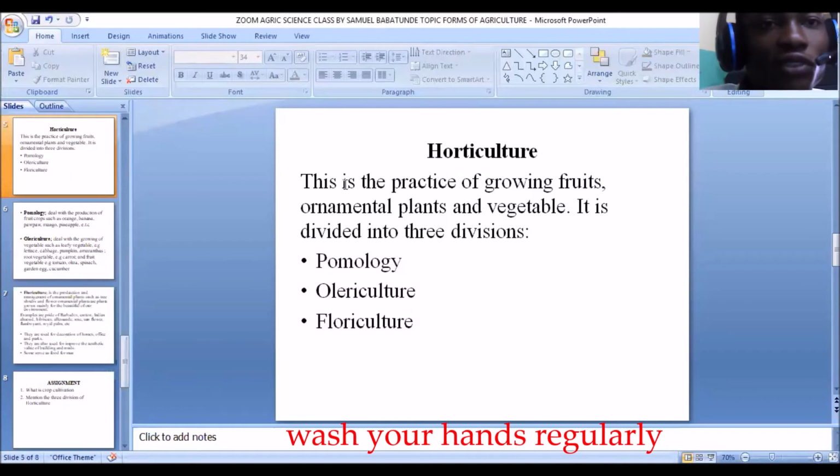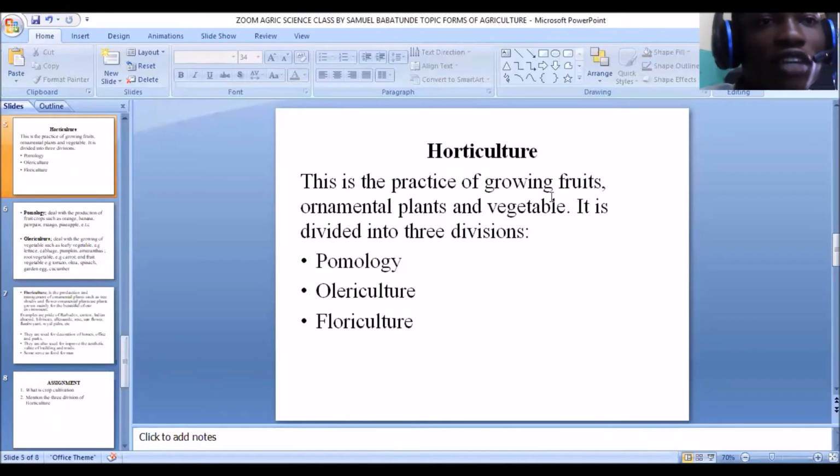Now, horticulture is divided into three. So there are three divisions under horticulture. You know, horticulture is like an umbrella under agriculture that deals with the practice of growing fruits, ornamental plants, and vegetables. Now, we want to split horticulture into three divisions: the division that deals with growing of fruits, the division that deals with the growing of ornamental plants, and the division that deals with the growing of what? Vegetables. Now, under these three divisions, we have the what? Pomology, we have Olericulture, and Floriculture. These are the three divisions under horticulture.